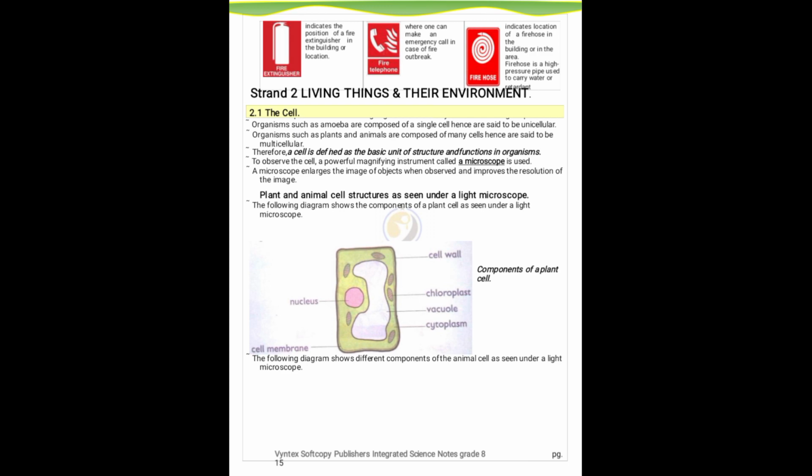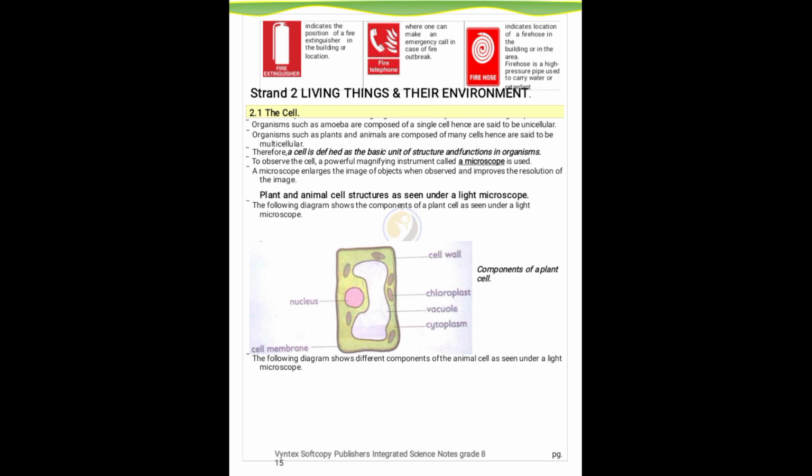Today we are going to look at integrated science, the second strand in grade 8 of junior secondary. The second strand of integrated science looks at living things and their environment. And when we talk about living things, we are going to look at the basic structure of a living thing, and this is the cell.